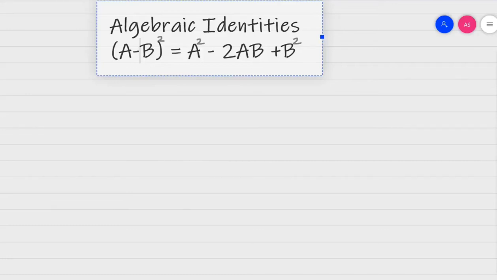Good morning, dear students. Now, let us move forward with our chapter Algebraic Identities. And today, we shall deal with our second identity, that is (a minus b) whole square is equal to a square minus 2ab plus b square. First of all, let us see how (a minus b) whole square is equal to a square minus 2ab plus b square arithmetically.